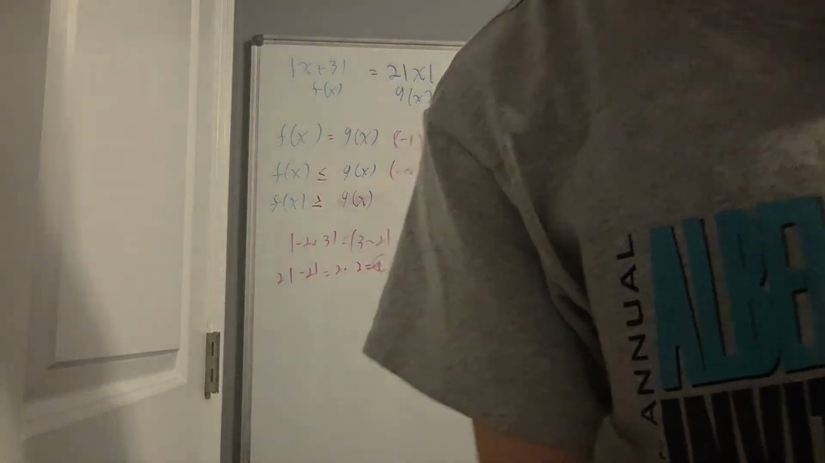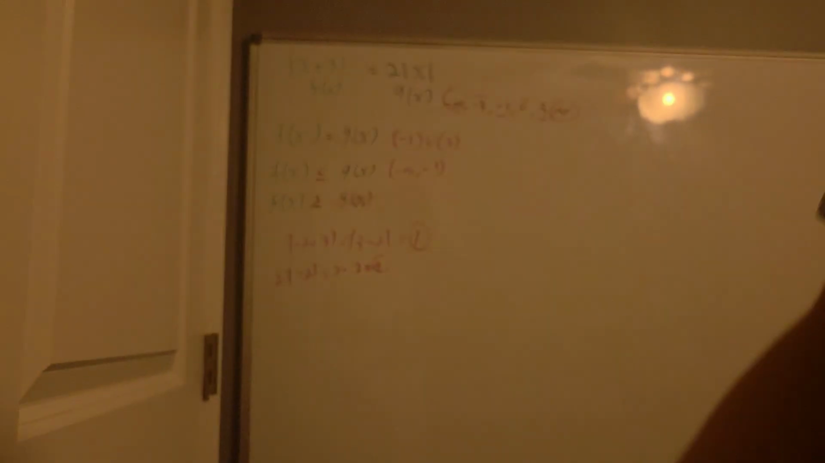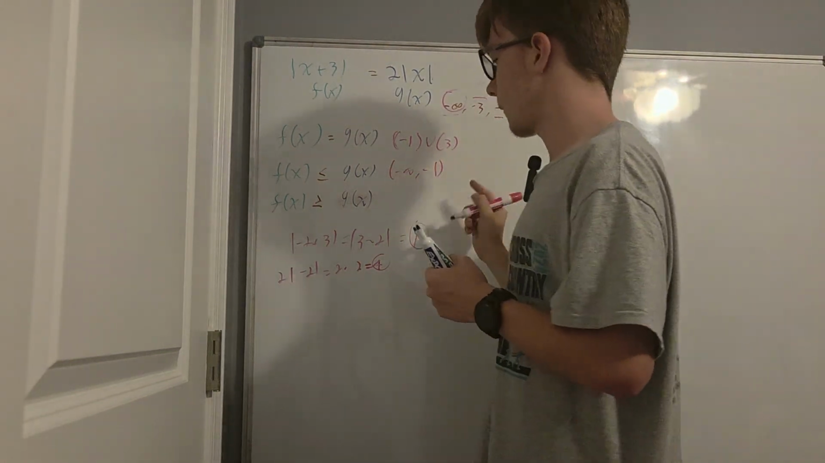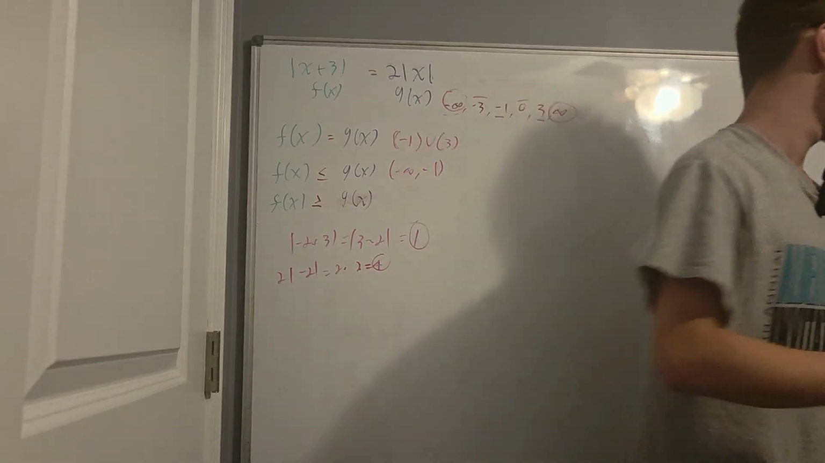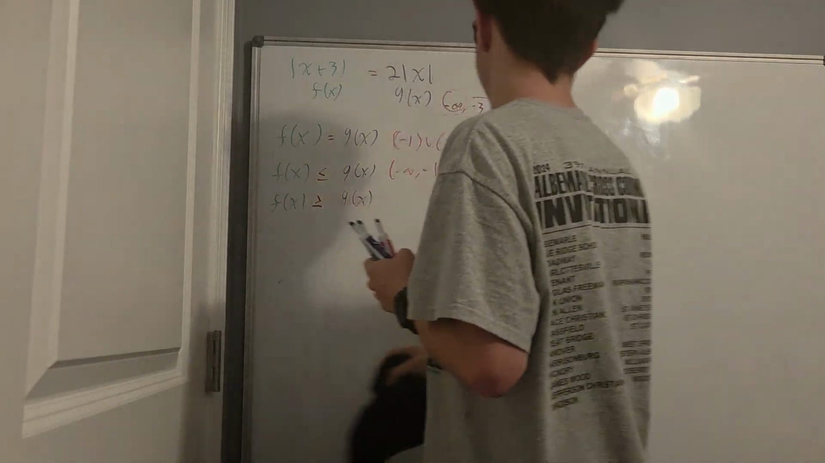Let's check on the graphing calculator. And yep, in that range, it's still true. So I was able to just change this because both of those exist in that range. Okay, now we're going to look at the next one.